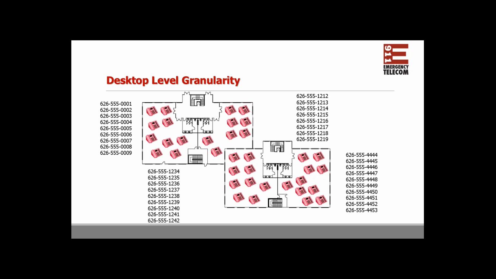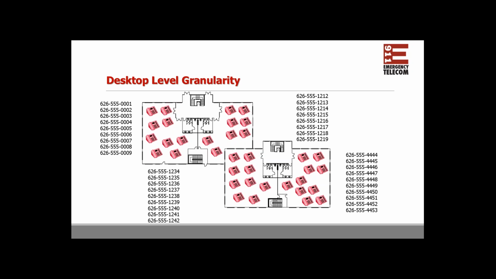do desktop level granularity for that reason, because they said that we have a lot of locked offices and we have offices behind other offices. And even if we just gave a general area, it would probably take them 15, 20 minutes to find somebody. So they wanted to get very specific with their location information.